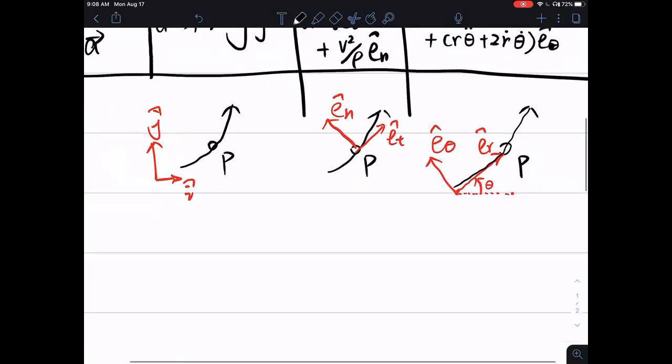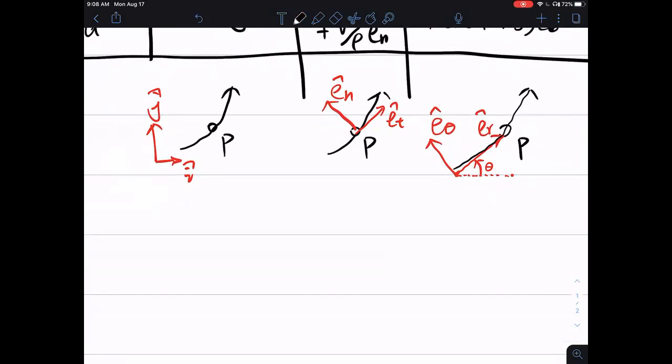Okay, this is how I would draw the unit vectors for the same particle. Cartesian should be pretty straightforward. For the path coordinate system, always keep in mind that et must point in the direction of motion of the particle, and en is pointing to the center of curvature. Those two directions are very important.